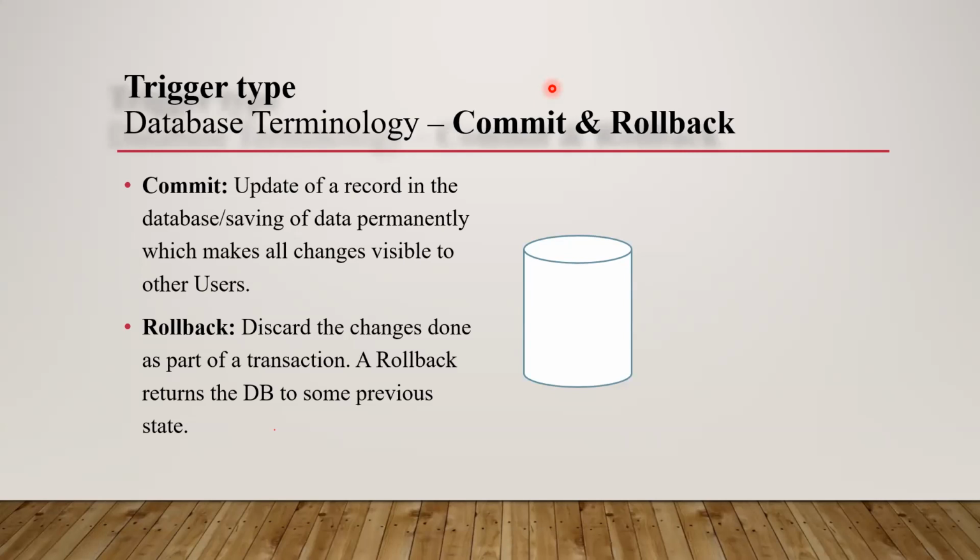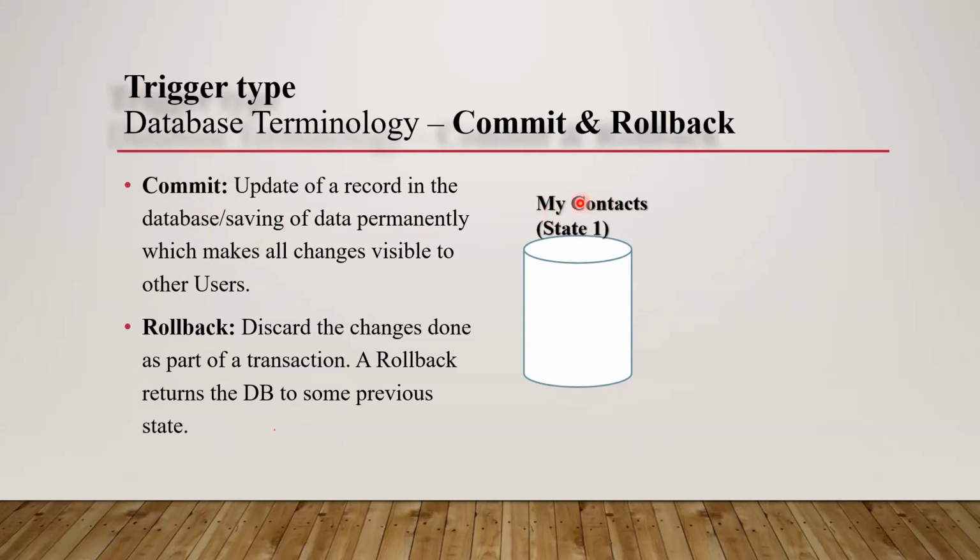In a database we store the values in the form of tables, but in Salesforce we have that in tabs. Now why I am saying all this is because when we want to understand any kind of trigger, we need to understand particular database terminology, which is called commit and rollback. Now what is commit? I'll take an example and tell you.